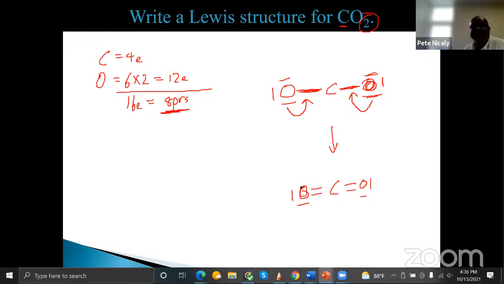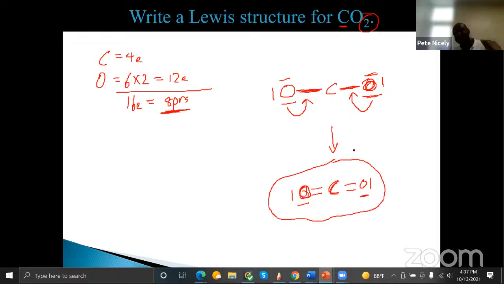And this now would be the final correct answer, because in this case all the atoms have their octet satisfied. All of them have 8 electrons on their outer shell. So this oxygen here has 2, 4, 6, 8 electrons. Same is true for this oxygen. And as far as the carbon is concerned, it has 2, 4, 6, 8 electrons. Now this would be the final answer right here. So this would be the Lewis structure for carbon dioxide.